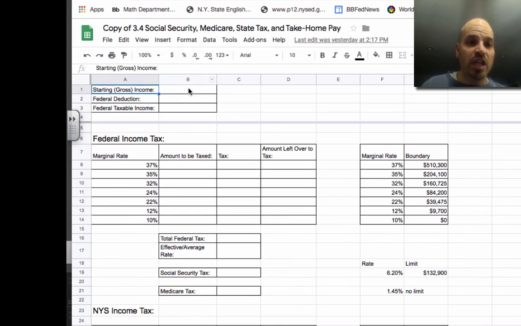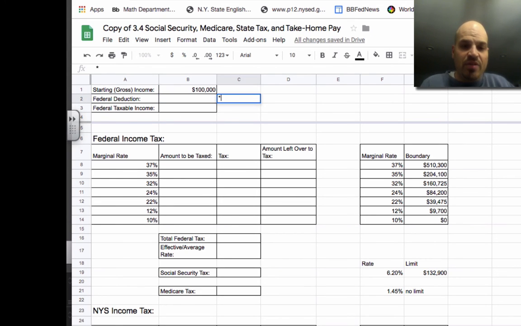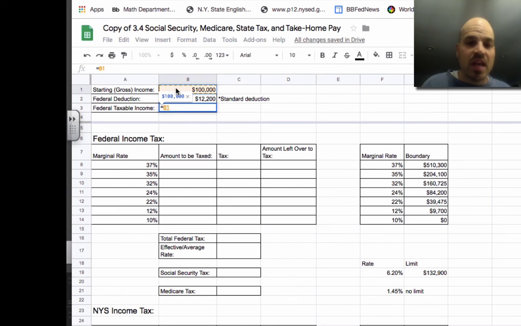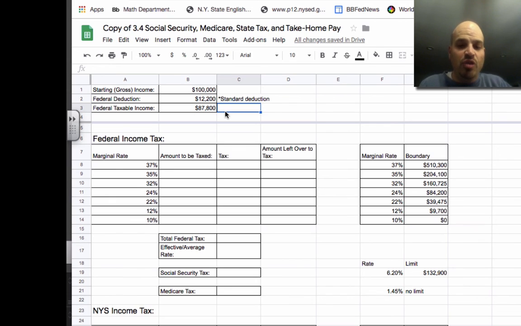So when I go to my spreadsheet now, let's say I start with $100,000, and this is the spreadsheet that you have. Let's say we take the standard deduction, and that's the deduction that you can deduct without having to document the number, and this is what most people do, especially when they don't own a business, would be $12,200. And so if I made $100,000, I'm allowed to subtract $12,200. And now your taxable income is $87,800. This is your new taxable income. This is what you will actually start to tax.